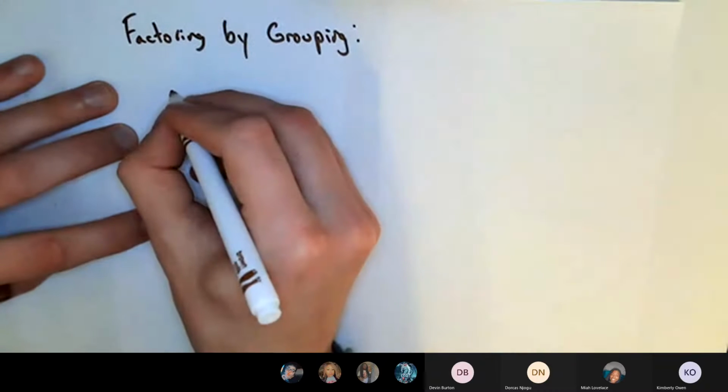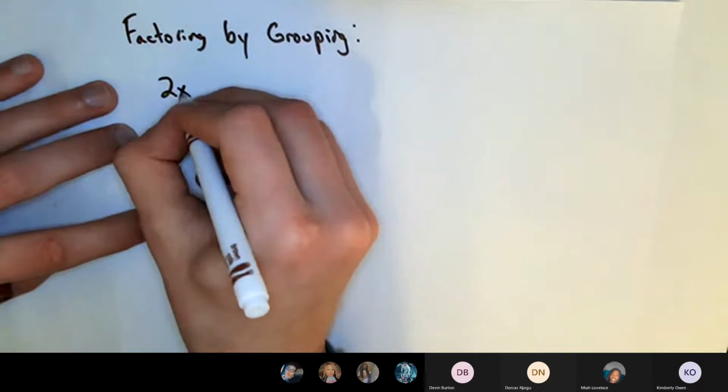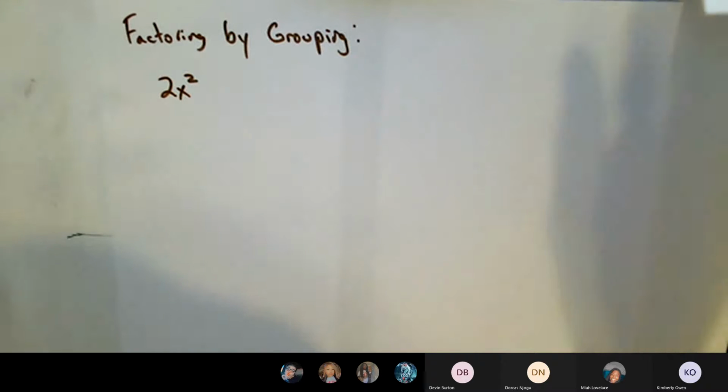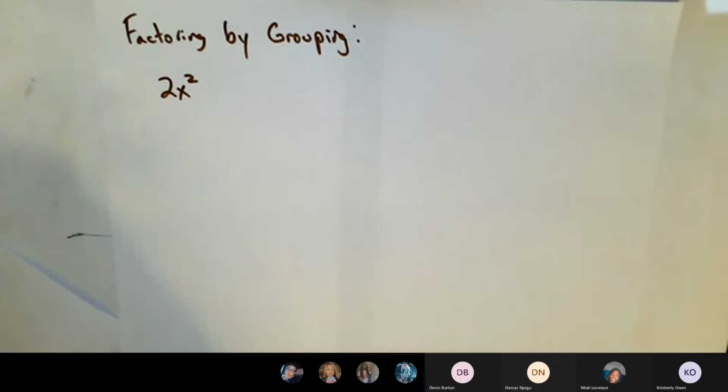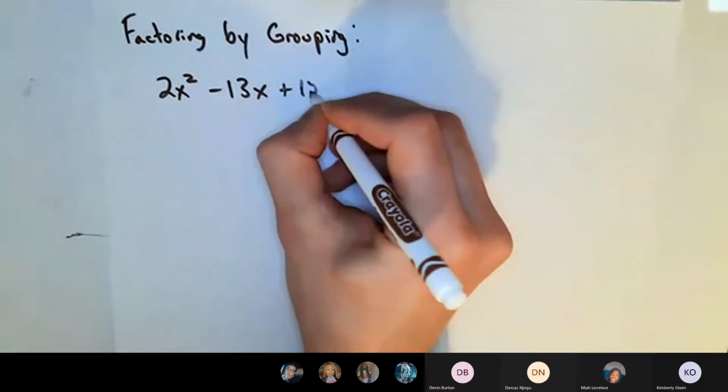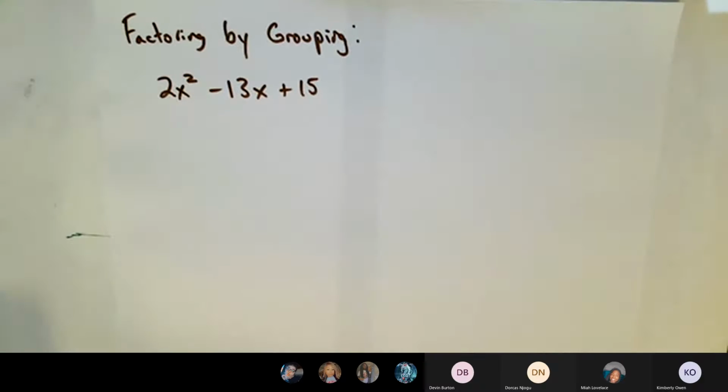Let's factor, let me think for a moment. Let me write something down. I want to give us a good one. Okay, so minus 3x minus. Okay. All right, so we're going to factor this by grouping.